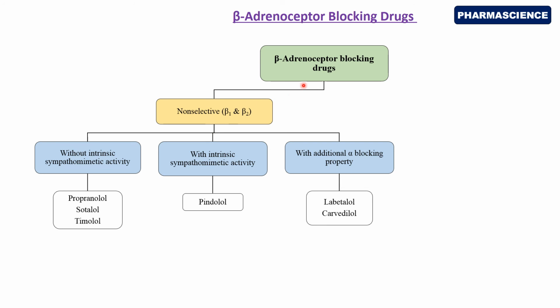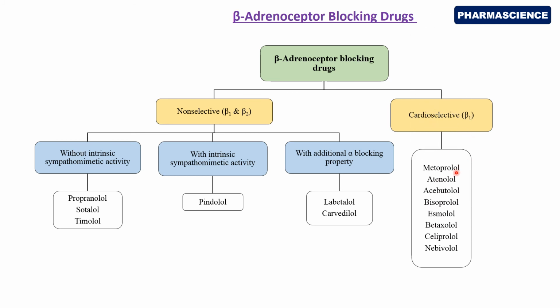Second class of beta adrenoreceptor blockers is cardioselective. Examples of this class are metoprolol, atenolol, acebutolol, bisoprolol, esmolol, betaxolol, celiprolol and nebivolol. These are the examples of the second class, that is cardioselective. So this is the detailed classification of the second type, that is beta adrenoreceptor blocking drugs.